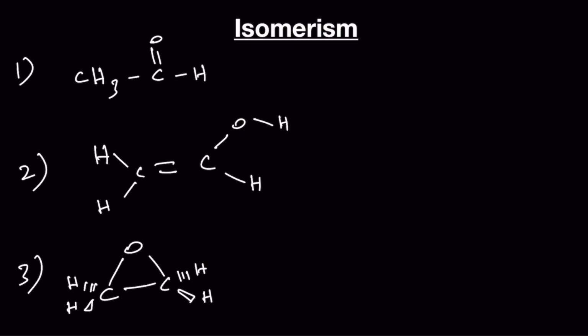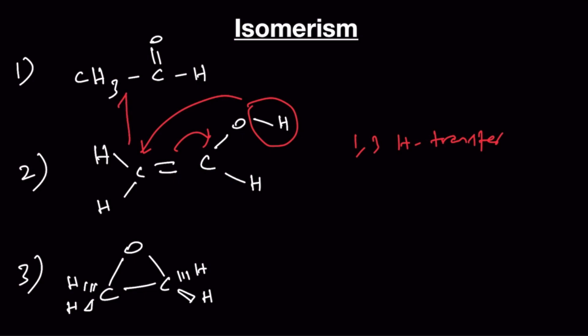1 and 2 are tautomers because in 1 we have a carbonyl group and in 2 we have an enol. We have a double bond as well as an alcohol. This hydrogen that is there could quickly transfer to this carbon via 1,3 hydrogen transfer, and it can convert back to acetaldehyde. The equilibrium is more towards acetaldehyde and the enol form is not very stable. Therefore, 1 and 2 are tautomers.